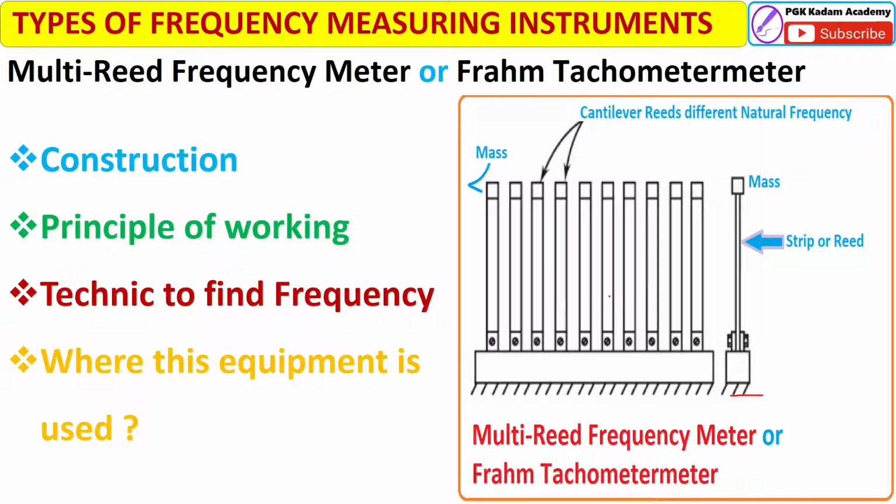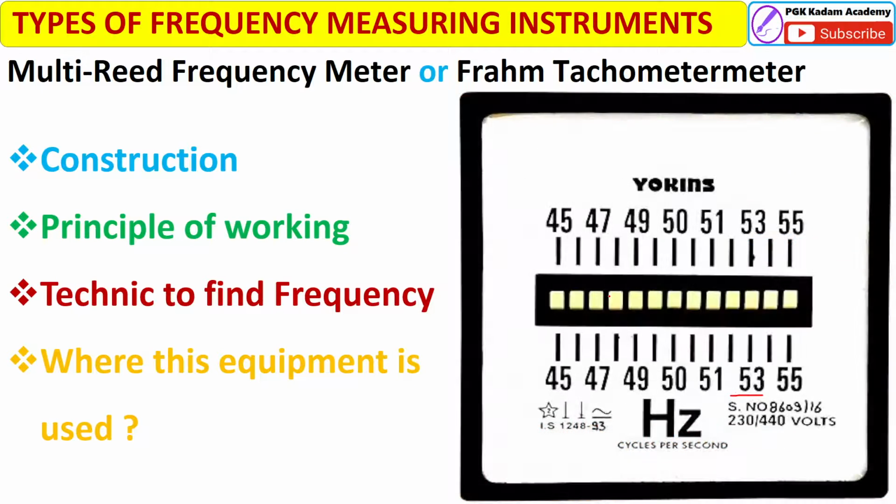Therefore, the frequency of the vibrating body can be found from the frequency of that vibrating reed. You can see this is the actual reed. These are the masses attached here. You can observe which reed is vibrating near that frequency. This is the actual diagram of the multi-reed frequency meter.